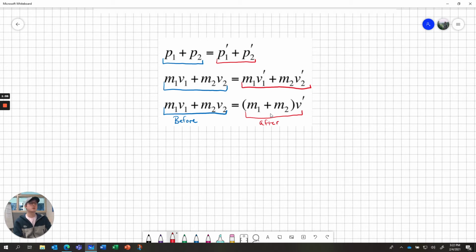Because the idea behind the conservation of momentum is that momentum cannot be created or destroyed, only transferred between objects. So maybe, for example, object 1 will get some of object 2's momentum, but overall, the total amount of momentum doesn't change, it just transfers between objects.